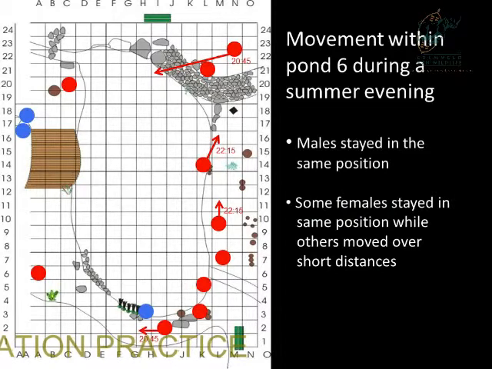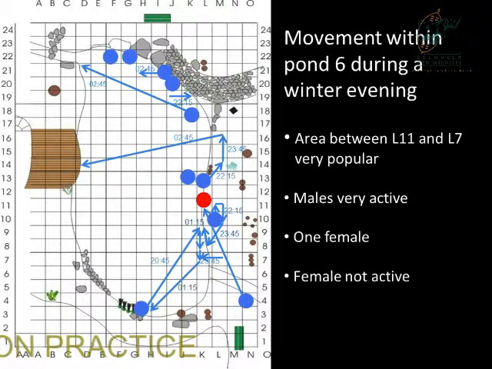So this is a typical movement within pond 6 during a summer's evening. The red dots indicate the females present, and the blue dots indicate the males present. So there were only 3 males, and they were quite stationary. They didn't move around that night, but the females were a bit more active. But when we compared this with a typical evening in the winter, there's only 1 female left. If you remember the graph I showed you with the females having low numbers during the winter months, and there were a lot of males, and they were a lot more active than in the summer.